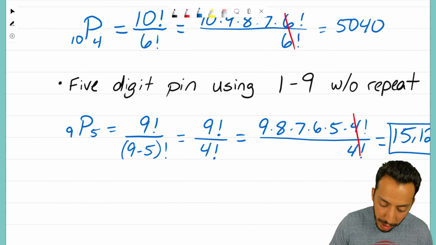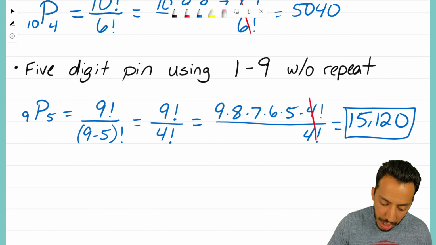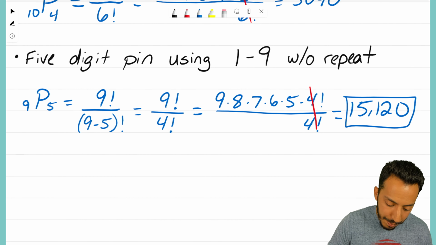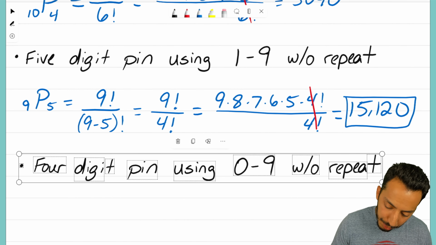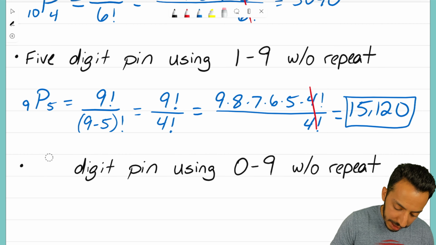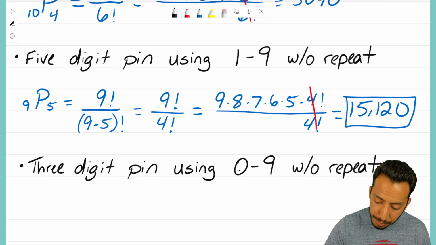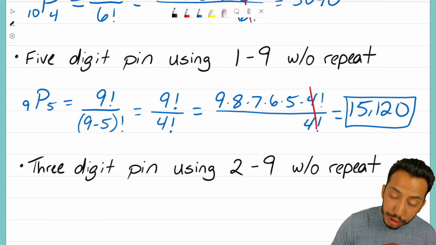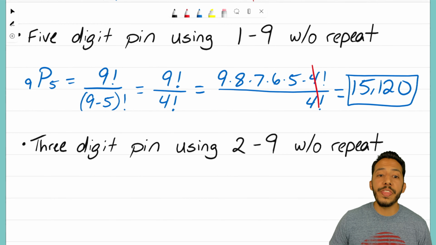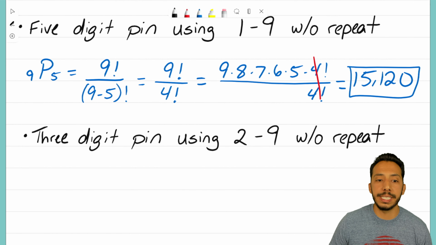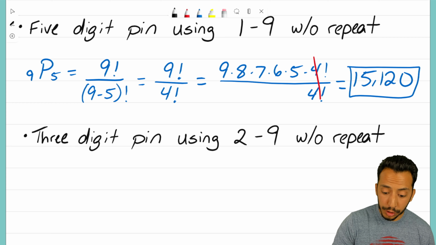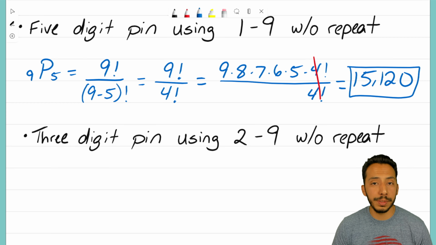All right, let's try one more example problem just like this so we can see if we're getting any better with this. Okay, let's paste in that problem we were using before, and let's switch some things about it. This time, I only want a 3-digit pin, and I want to use the numbers 2 through 9 without repeating those digits. Let's first set up our permutation notation.